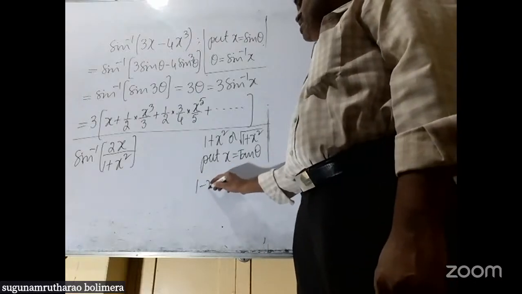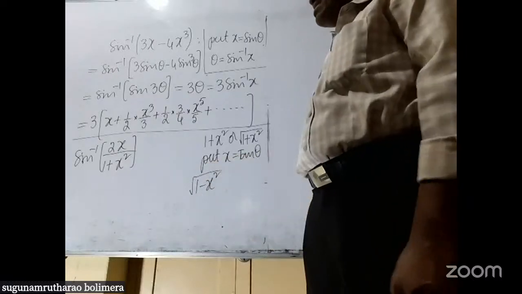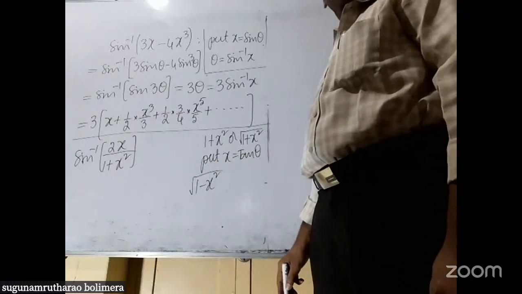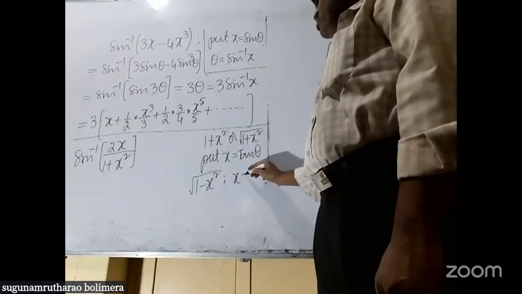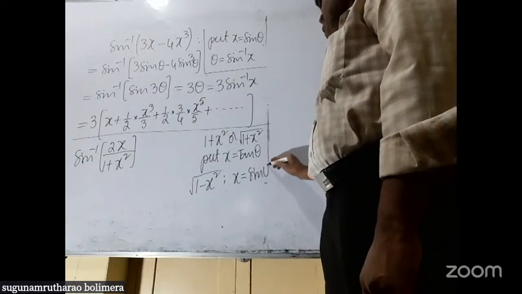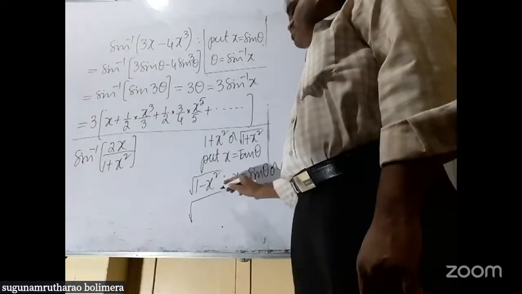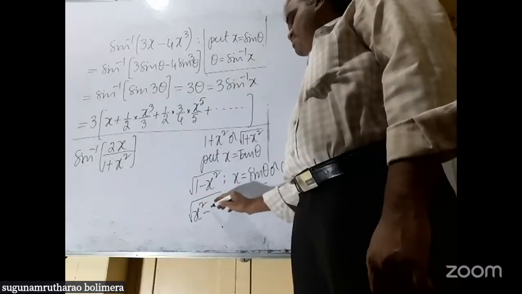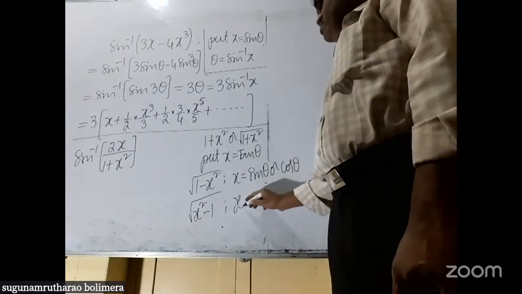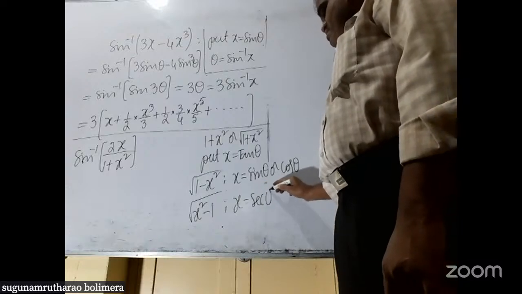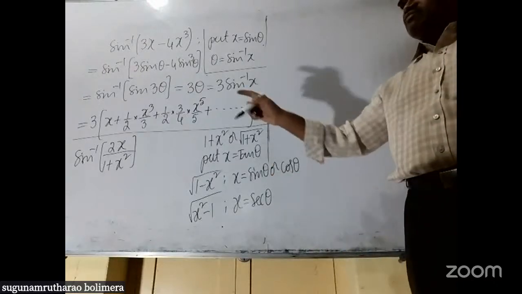If you are having 1 minus x squared, or square root of 1 minus x squared, then try to put x equals to sine theta or cos theta. If you are having square root of x squared minus 4, in order to simplify, put x equals to secant theta. Then based on the trigonometric expansion, you can easily simplify those things.